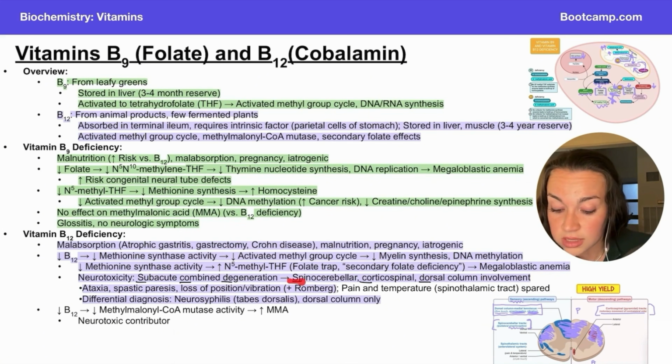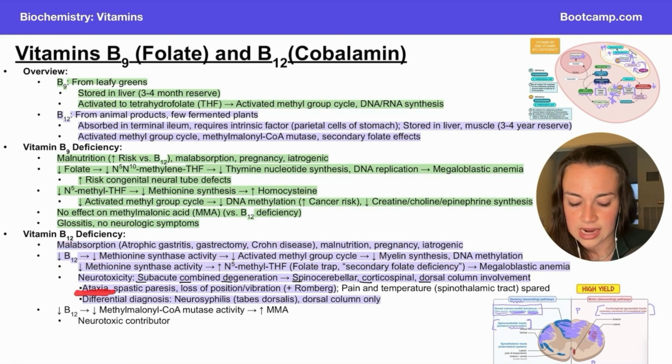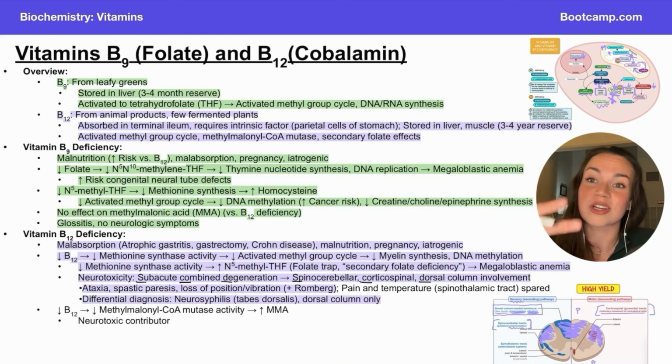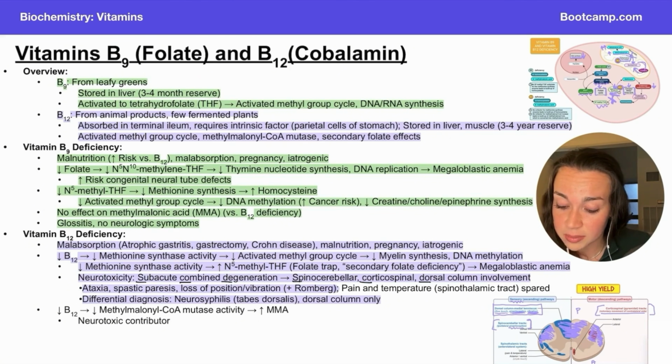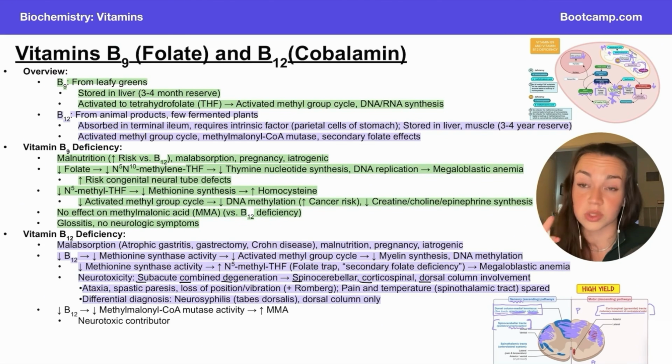So involvement of either of the other two spinal cord tracts would point you towards a B12 deficiency instead, things like ataxia and the spastic paresis. And again, you have to look at the whole clinical picture of what does this patient even have risk factors for. So the SCD were the three tracts that were affected. Pain and temperature were spared because the spinothalamic tract, which is more anterolateral within the spinal cord, was spared in this context of B12 deficiency.